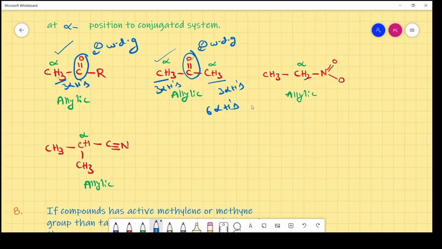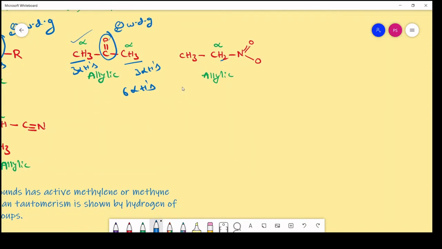Okay. So in the next case, the electron withdrawing group is nitro. See, NO2 is the electron withdrawing group. If the electron withdrawing group is keto, then only we call it keto enol tautomerism. Otherwise we call it tautomerism. See here nitro. This compound has 2 alpha hydrogens. These alpha hydrogens are saturated. So this compound also shows tautomerism.